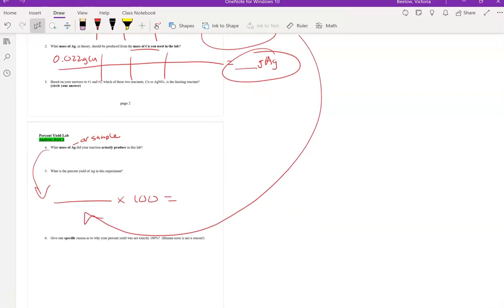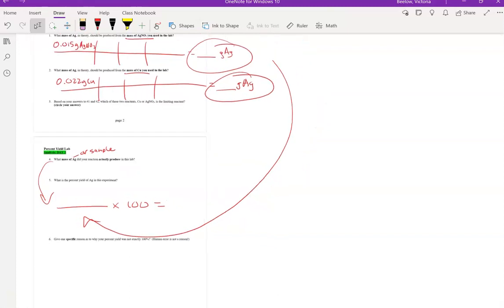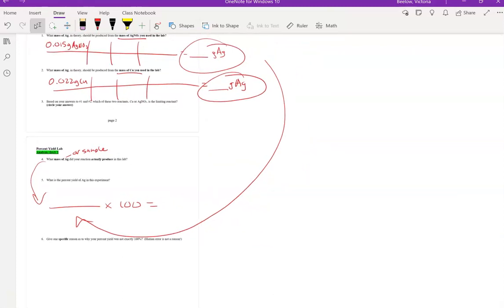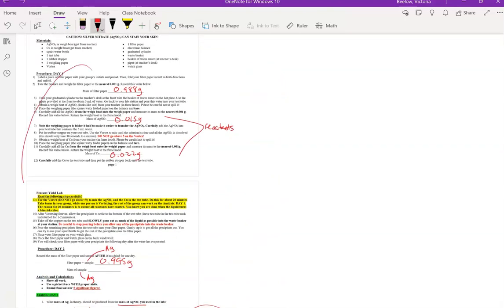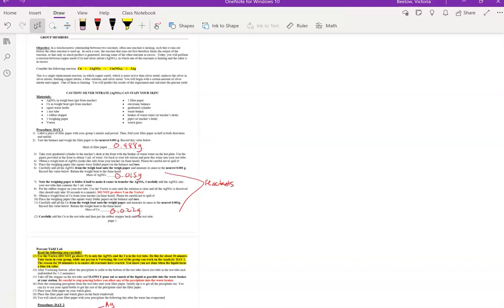Question number 6, do your best to answer this question. Obviously, it might be a little hard given that you weren't there for the actual lab. You cannot say human error is a reason. So what I would do is read through the procedure, read through what we actually had to do in the lab, and then try to think in any of these steps, where could you have possibly lost some of your product, which would contribute to not having 100% yield.